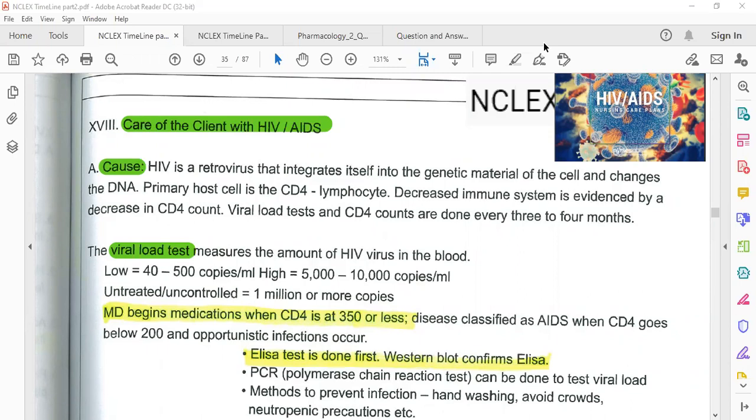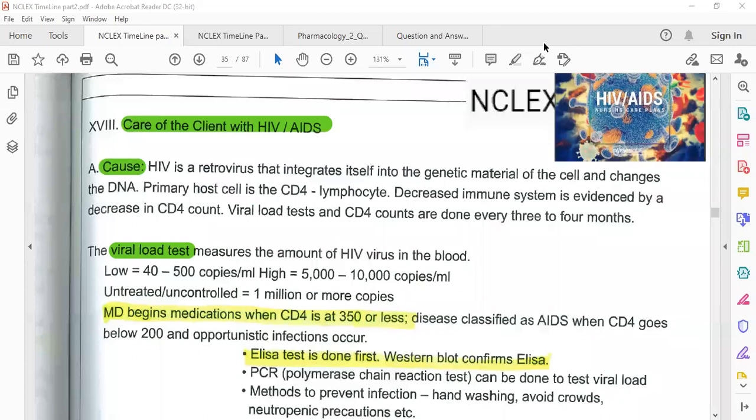Here we go, talk about the care of the client with HIV and AIDS. Here we explain the HIV patient and nursing care. If your patient is HIV positive, we have a nursing care plan.